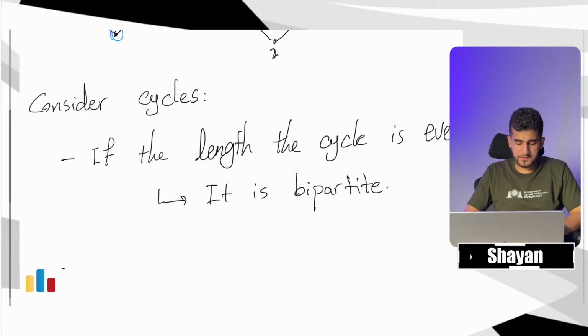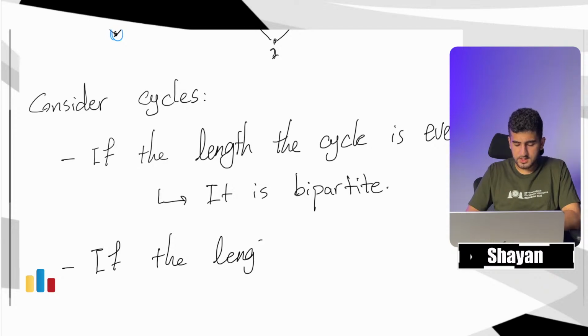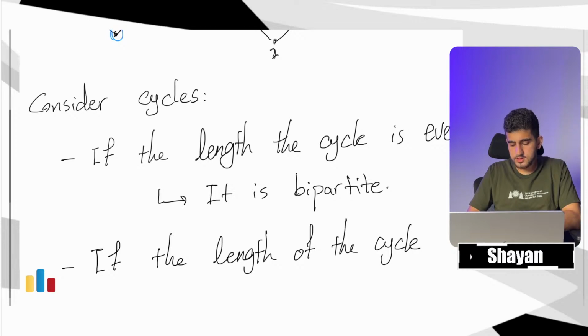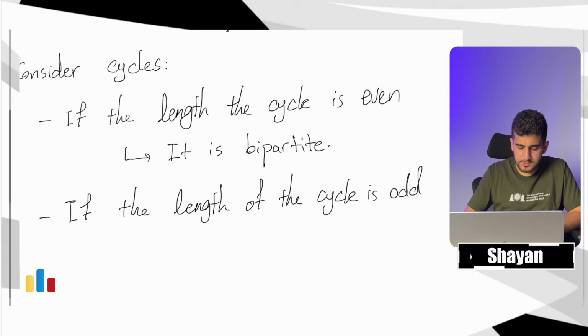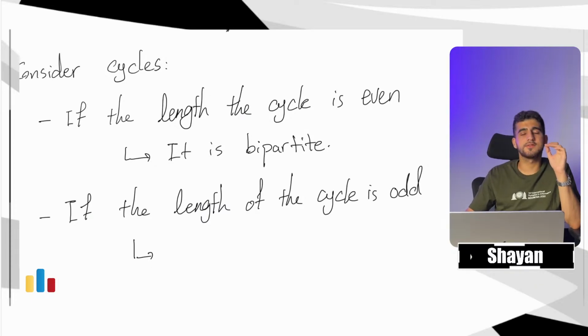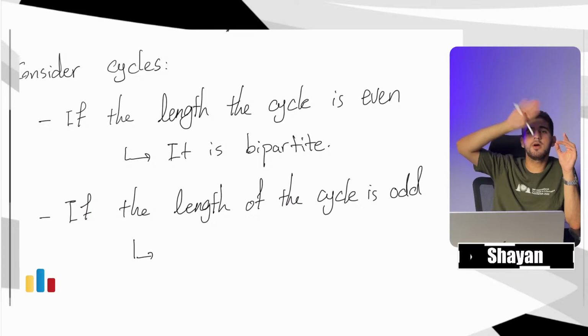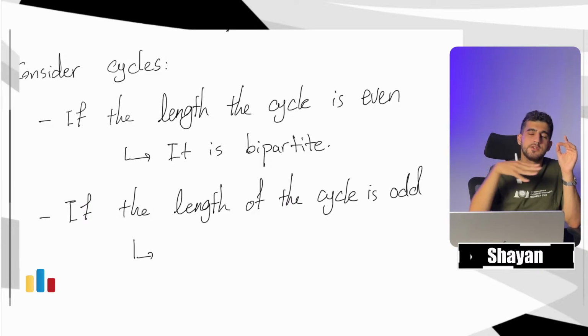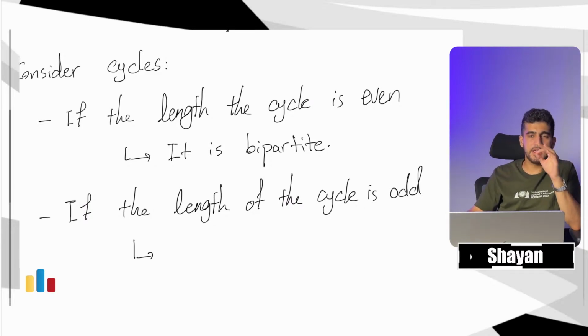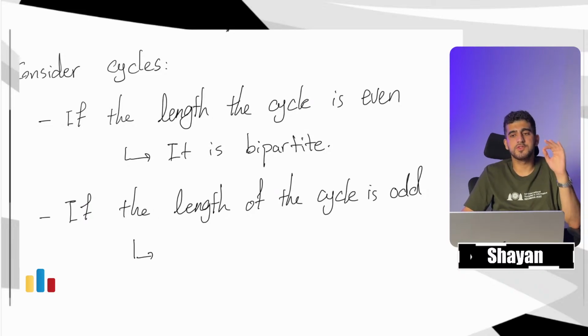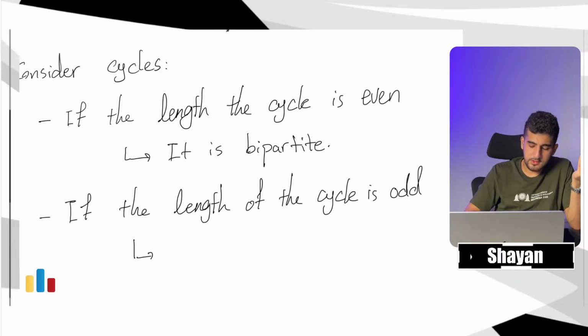Otherwise, if the length of the cycle is odd, we see that it is not bipartite because we're going to be stuck on the last vertex. In the first n-1 vertices, they are alternatively 1 and 2. But for the last vertex, one of the neighbors is 1, one of the neighbors is 2. So we have no choice for this last vertex, and there's nothing we can do. So it is not bipartite.